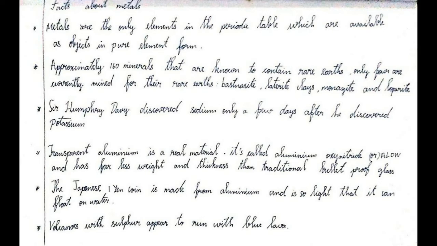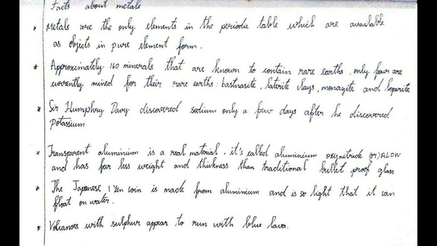Hello friends, let us see interesting facts about metals. Metals are the only elements in the periodic table which are available as objects in pure element form. Approximately 160 minerals are known to contain rare earths. Only 4 are currently mined for their rare earths, such as laterite, clays, monazite and loparite.